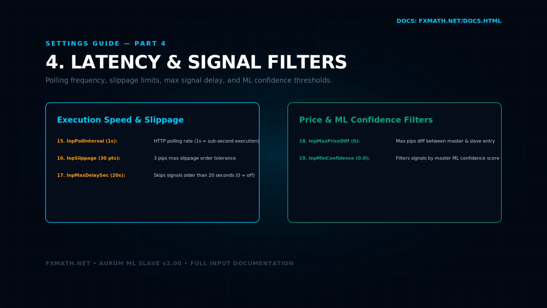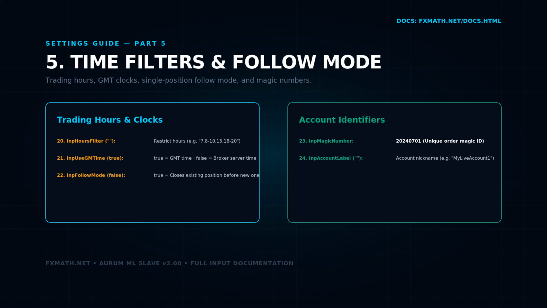If your terminal loses power or internet and reconnects later, old signals older than 20 seconds are skipped. Setting 18 is InpMaxPriceDiff, which skips trades if your market price has moved too far from the master's entry price. Finally, setting 19 is InpMinConfidence, allowing you to copy only signals that meet a minimum machine learning confidence score. Settings 20 through 24 manage time windows and account identifiers.